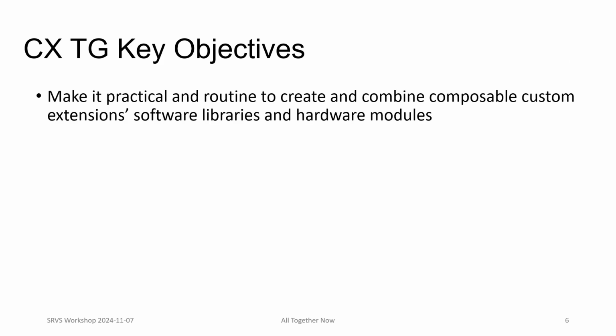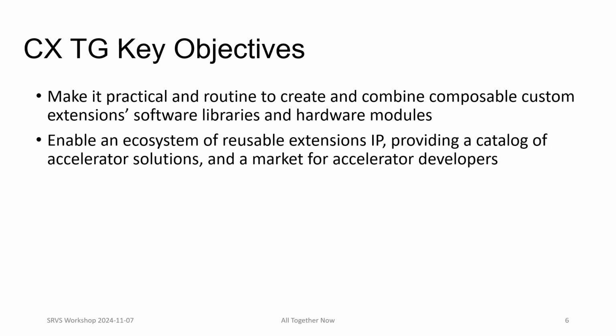This task group will make it practical and routine for anyone to create, reuse, and combine custom extensions, their libraries, and hardware. The key prize is enabling a plug-and-play mix-and-match ecosystem of reusable custom extensions IP, providing system designers a ready catalog of accelerator solutions that work together, and providing accelerator designers a much greater addressable market. This is great for FPGA Soft RISC-V Systems, where you'll be able to compose reusable accelerators and libraries into new accelerated SoCs in an hour.